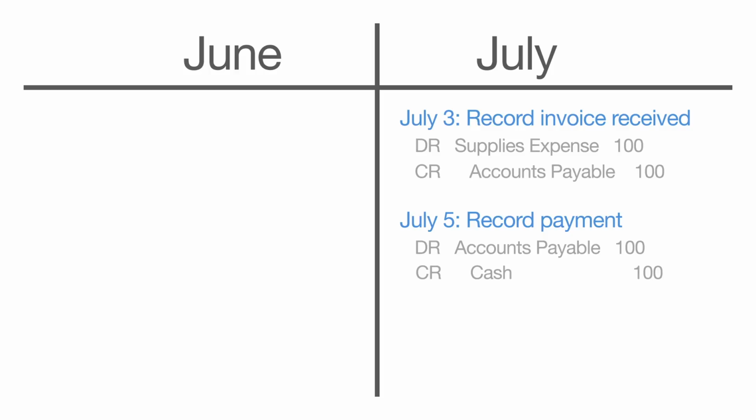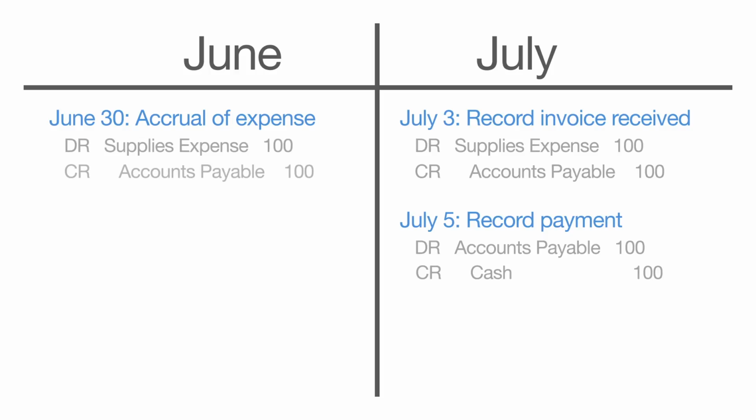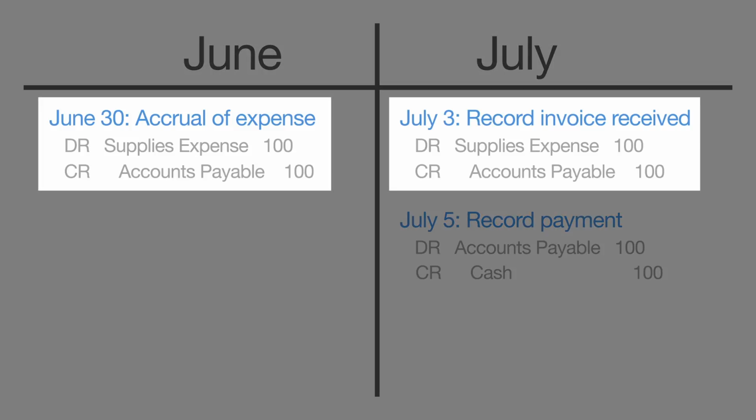However, this expense needs to be accrued so it's recorded in June when the copy paper was delivered. In other words, when it was incurred. This accrual journal entry is dated the last day of the period, in this case June 30th, and is a debit to the expense account and a credit to the accounts payable account. But now we have this expense in both periods.